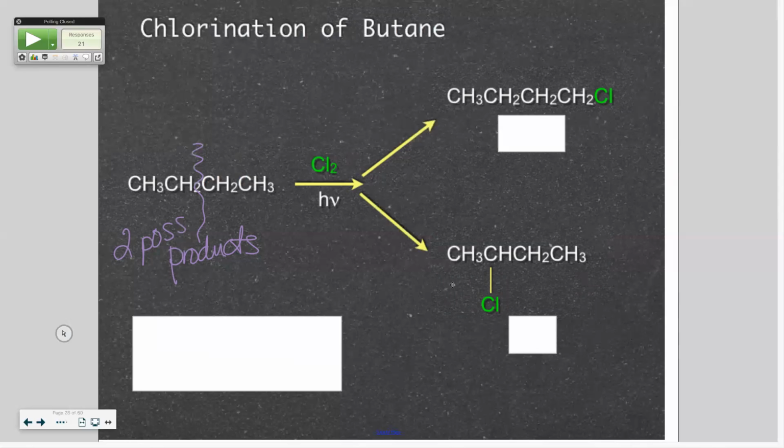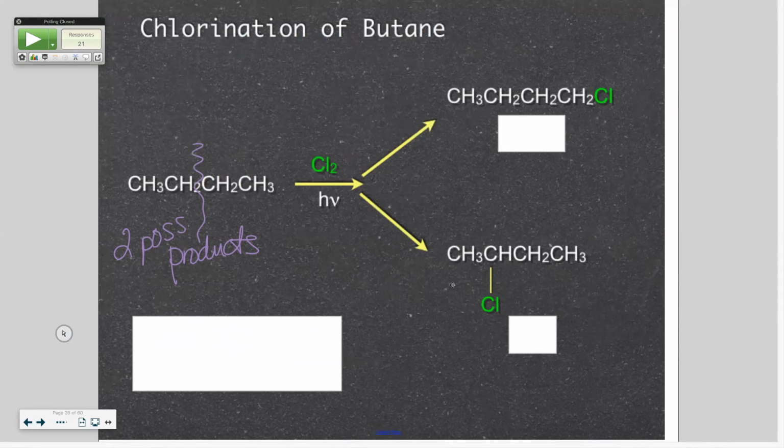Now comes the big question. We get both. Which one do you think is major? You thinking the top one? Why? Just give me a reason. There's a lot of ways to think about it. You could say, well, there's 6 hydrogens versus 4, so maybe because there's more, that one would be major. These guys are kind of inside, maybe they're harder to get at. We'll take the ones on the ends.